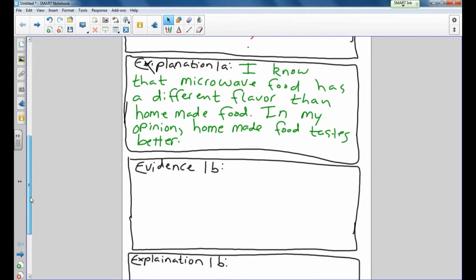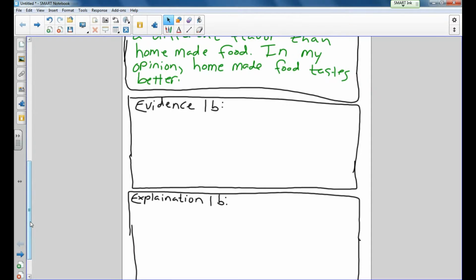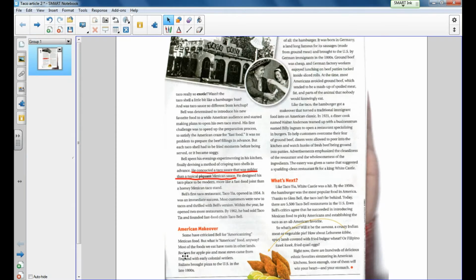Next thing I'm doing is the same thing I did before, looking for another piece of evidence from our article to prove that changing food can change the flavor. So again, I can use either article. I could use the taco article by Tarshish, or I could use the Heritage article. I'm going to use the taco article because I spotted a place up top here where it talks about how the hamburger meat changed.